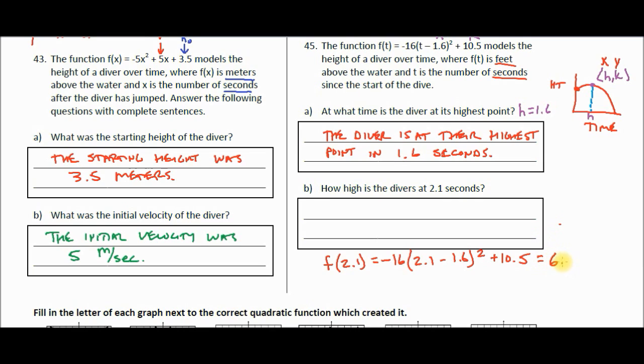So our value is 6.5. How high is the diver at 2.1 seconds? At 2.1 seconds, the diver is at 6.5, and this is feet. 6.5 feet. At 2.1 seconds, a diver is at 6.5 feet. All right, we'll wrap this worksheet up on the next video.